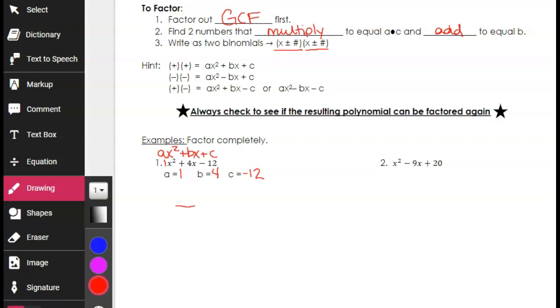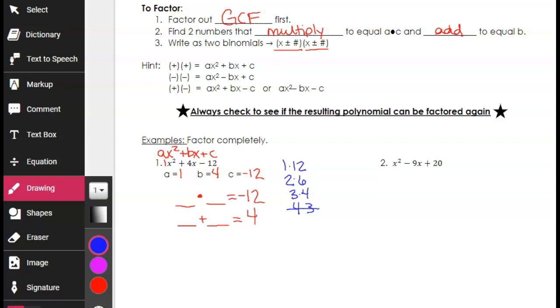So I need to find two numbers that multiply to give me a times c. 1 times negative 12 is negative 12. Those same two numbers need to add to give me the middle term, which is 4. So I need to think to myself, what two numbers multiply to give me just 12 at first? So I'd list out to the side starting with 1. 1 times 12 is 12. 2 times 6 is 12. 3 times 4 is 12. And 4 times 3 is 12, and that's just a repeat of the previous pair, so that means that I'm done listing my terms.